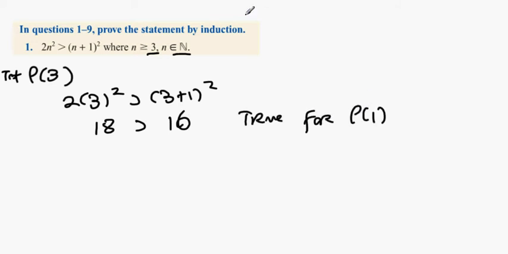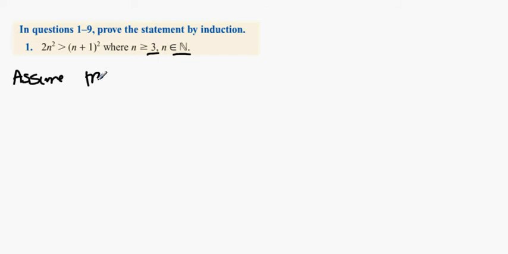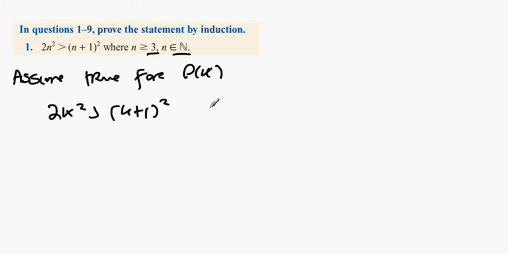Now that we have it true for P of 3, we're going to assume true for P of k. So assume true for P of k, where P of k is 2k squared greater than (k plus 1) squared. And k has to be bigger than or equal to 3 because n is greater than or equal to 3. Now we're going to test P of k plus 1.